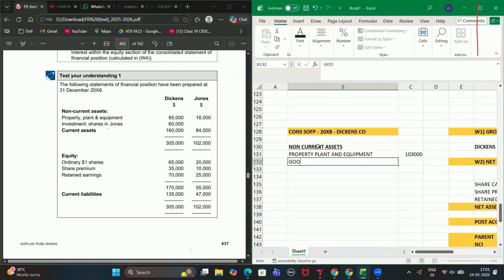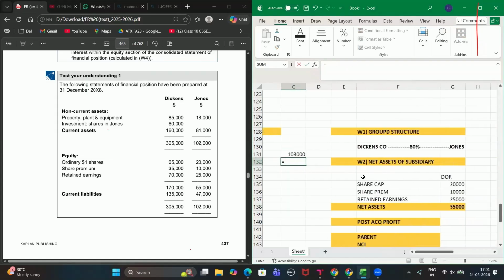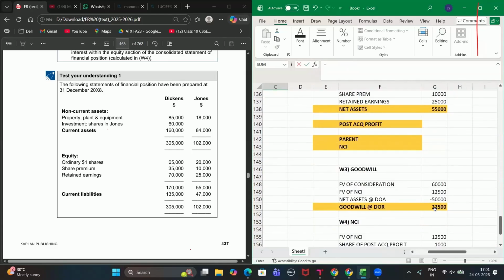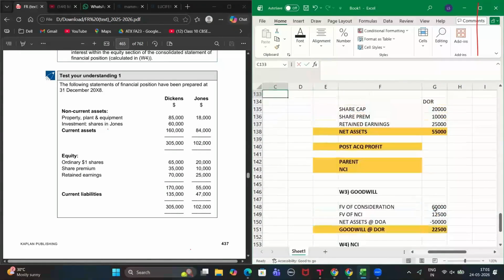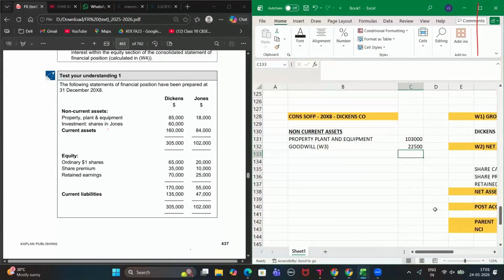Yeah, exactly. We have goodwill. Which working was it? We have to refer to the workings. Working 3, right? What is the goodwill? It's 22,500, right? It's 22,500. Anything else?